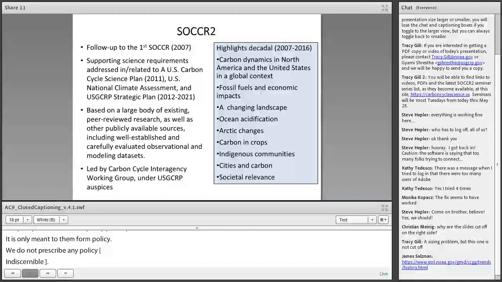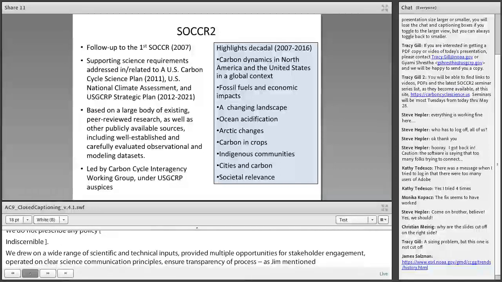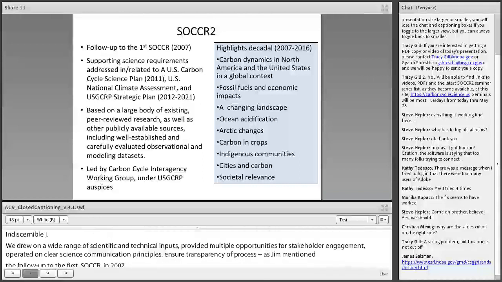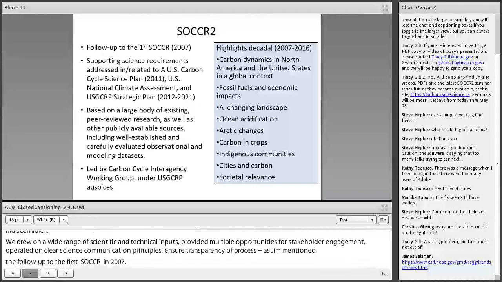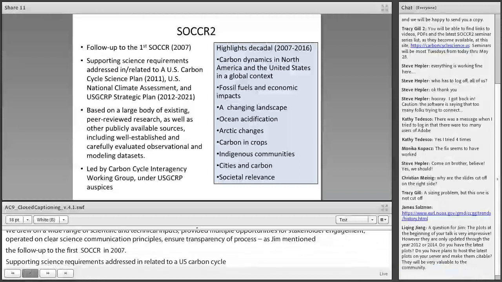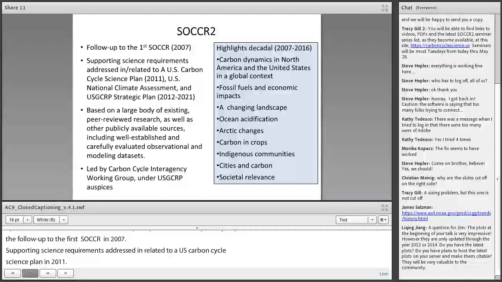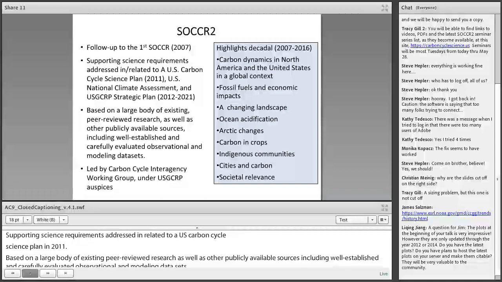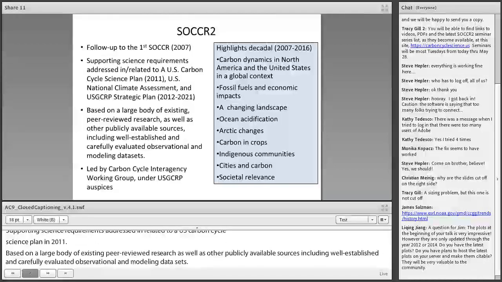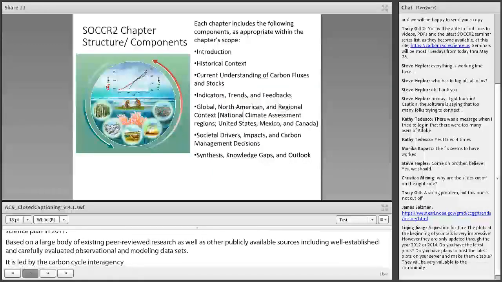As Jim mentioned earlier, SOCCR2 is a follow-up to the first SOCCR published in 2007, and it meets the science requirements addressed in the US Global Change Research Program Strategic Plan and the US Carbon Science Plan, which is a community-driven effort. It highlights, among many other things, the carbon dynamics in North America and the United States in a global context, fossil fuels and economic impacts, the changing landscape of North America, and also addresses ocean acidification, Arctic changes, carbon in crops and agriculture, indigenous communities, cities and carbon, societal relevance, and many other aspects that I'll talk about more later.